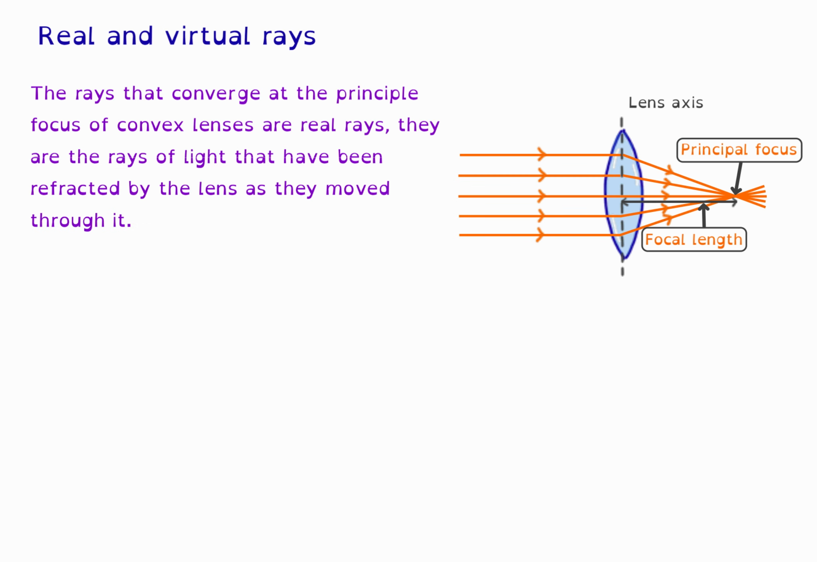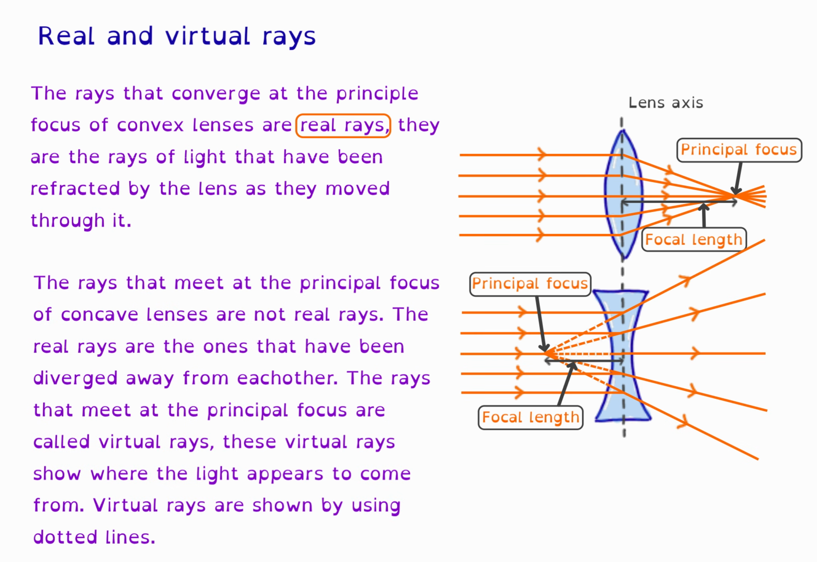The rays of light that converge at the principal focus of a convex lens are real rays. They are the rays of light that have been refracted by the lens as they move through it. The rays that meet at the principal focus of a concave lens are not real rays. The real rays are the ones that have been diverged away from each other. The rays that meet at the principal focus are called virtual rays. These virtual rays show where the light appears to have come from. Virtual rays are shown by using dotted lines.